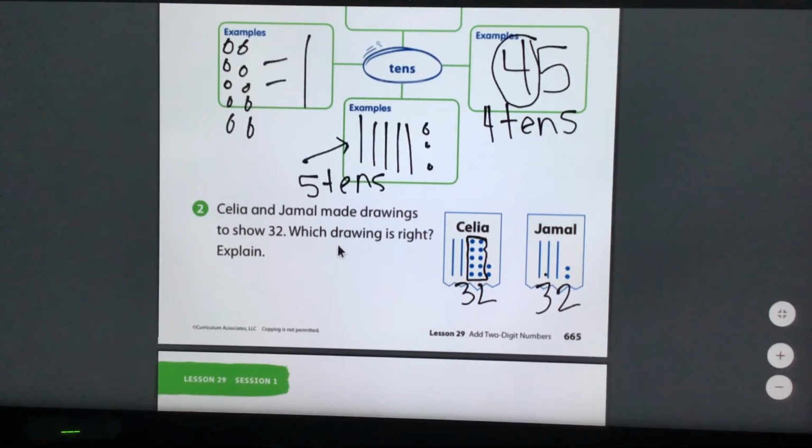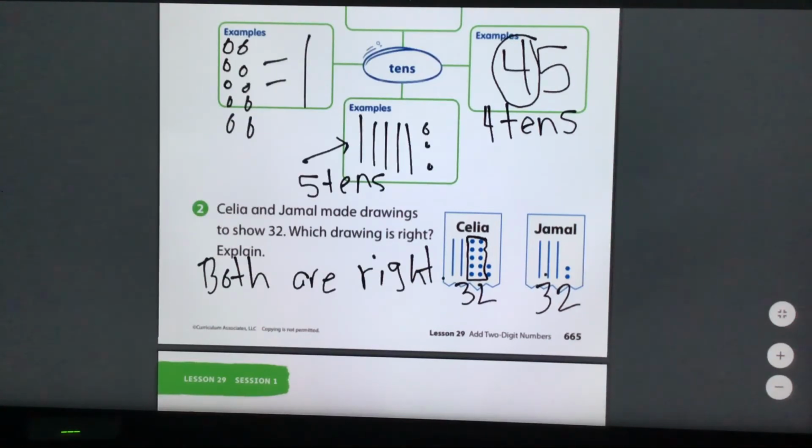Let's go back to the question. Which drawing is right? Well, Celia has 32 and Jamal has 32. So both of them are right.